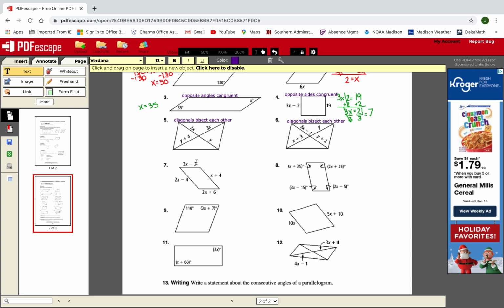Okay. On 7, we have 2 pairs of opposite sides here. We know opposite sides are congruent. Opposite sides are congruent. And opposite angles congruent is the concept we're working with on number 8. Opposite angles congruent. Okay. 9, we are showing consecutive angles that are supplementary. Consecutive angles. Supplementary. Okay. 10, we have another pair of opposite sides that are congruent. Opposite sides congruent.